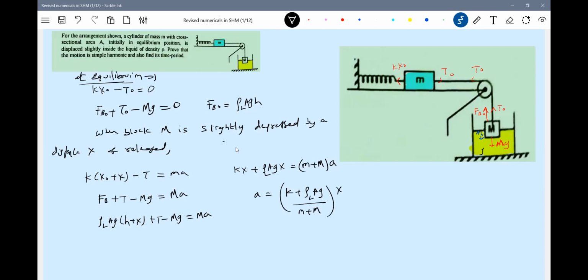So this acceleration will be opposite to displacement. It will get confusing, that's why I'm avoiding that negative sign. The acceleration will be directed opposite to displacement, so therefore this will be an example of SHM. So therefore, omega equal to the square root of k plus rho L A g by small m plus capital M.